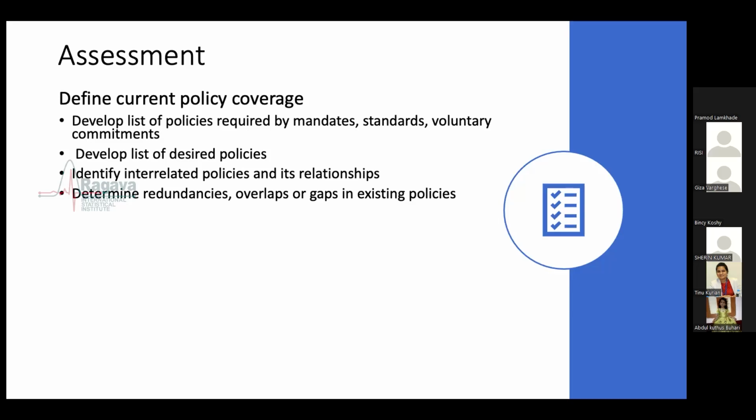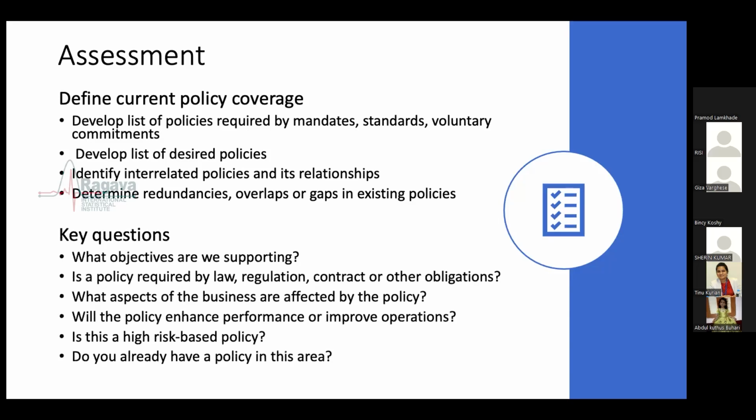Then you develop a list of desired policies, then identify interrelated policies and their relationships. Sometimes by developing two policies, some information will be redundant. Maybe you can club them together and create one document for this. So this is a kind of gap analysis you will be doing. Then you will determine redundancies, overlaps, gaps, etc. So these are the key questions you should ask before you develop a policy, or before you go ahead with the revision of an existing policy.